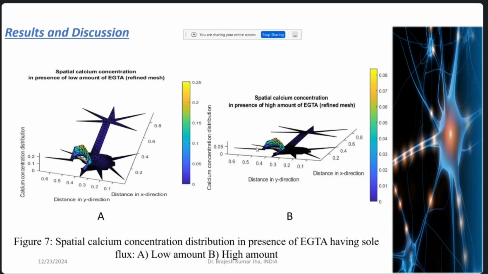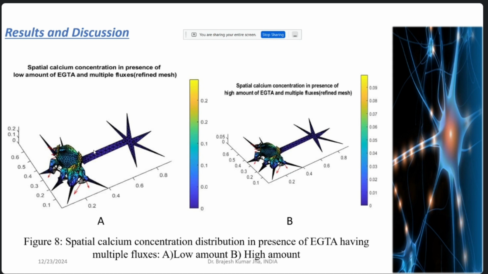Here we have considered the different buffers. Earlier it was BAPTA. So what is the difference between EGTA and BAPTA? The affinity is different. In the same way, the multiple buffers we have considered here.